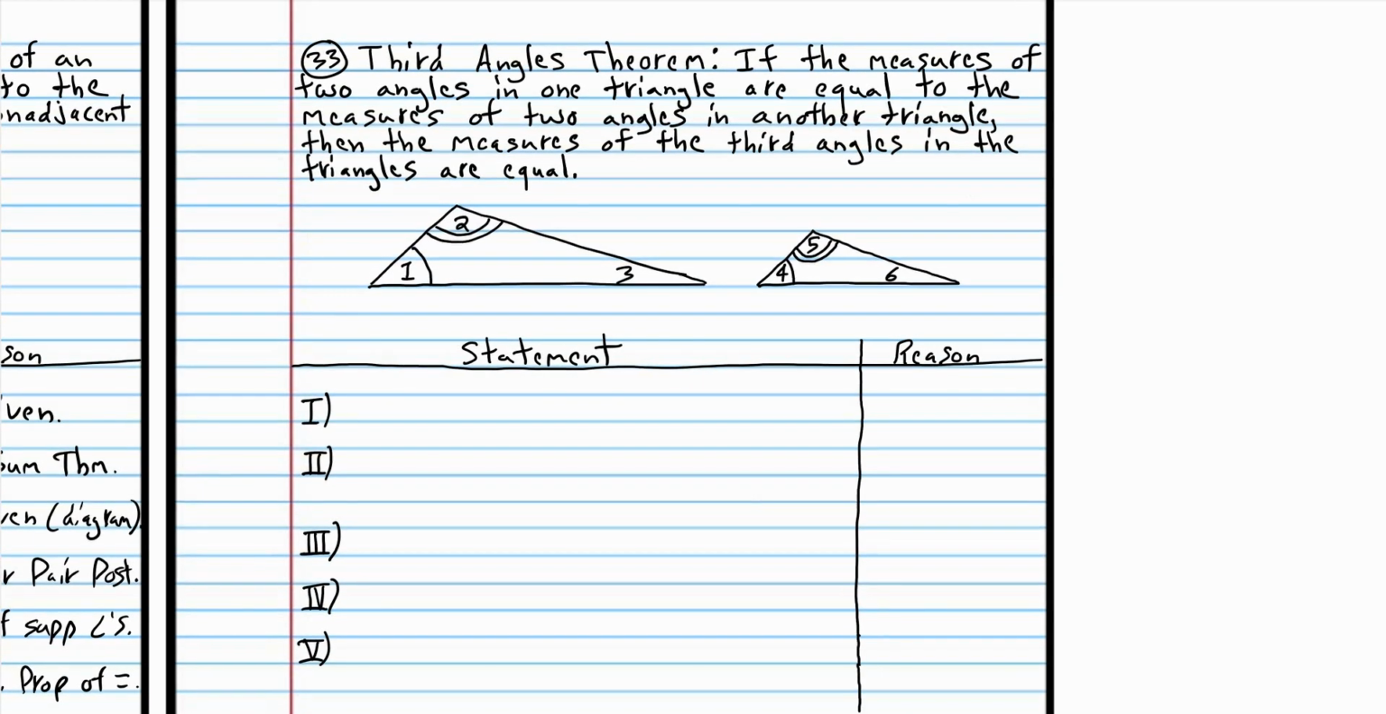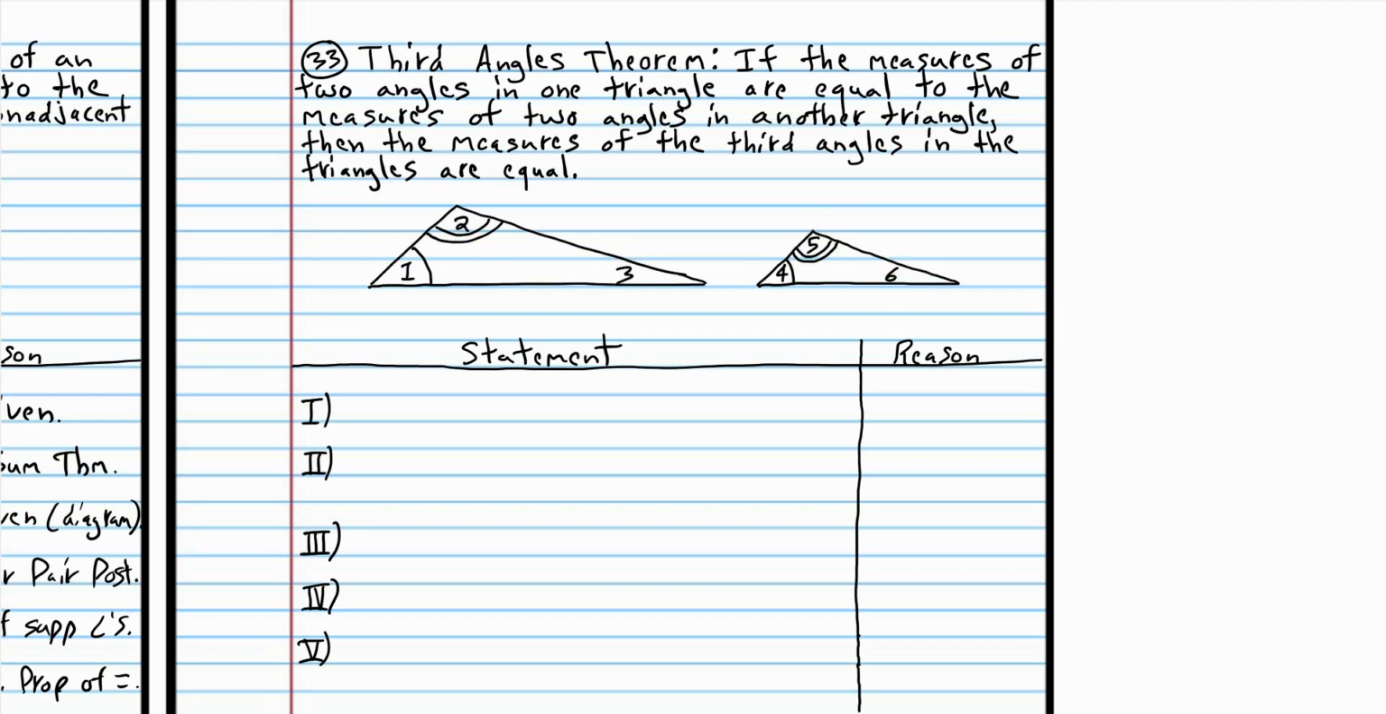Number 33 says that if we know that two angles in one triangle are congruent to two angles in another triangle, you see how there's a double arc here and a single arc here? Well, there's also a double arc here and a single arc here. So that means we know that angle 2 is equal to angle 5 and angle 4 is equal to angle 1. So what this theorem says is that if we know that these two angles are equal to these two angles, then the third angles must be equal. So that means 3 must be equal to 6.